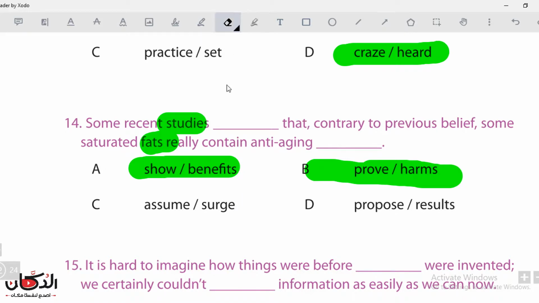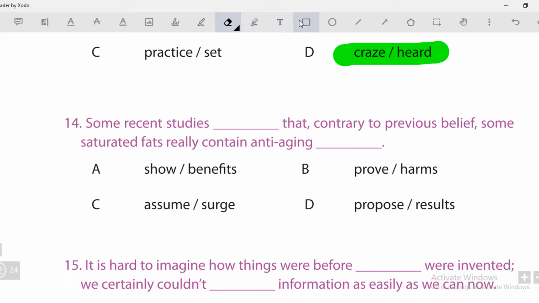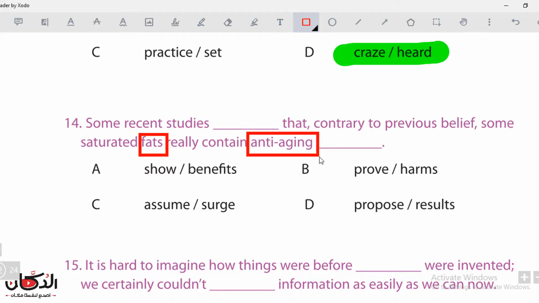As I told you, if you have more than one answer, you have to look for other keywords. We said that fat is a keyword, but also there is here anti-aging. So they are benefits for anti-aging fats. Anti-aging benefits, not harms.